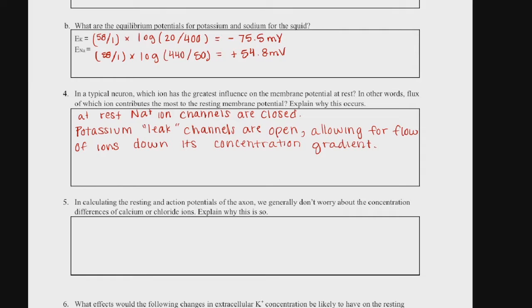So that's why potassium is more of a driving force. It increases the intramembrane negativity, the difference in charge of positive and negative in and outside the cell. And so the answer to this question is that potassium is the ion which contributes the most to the resting membrane potential.